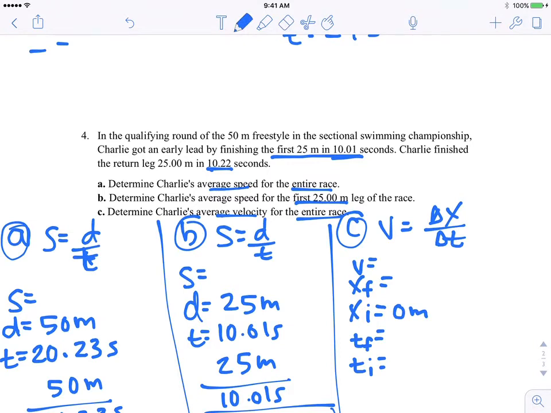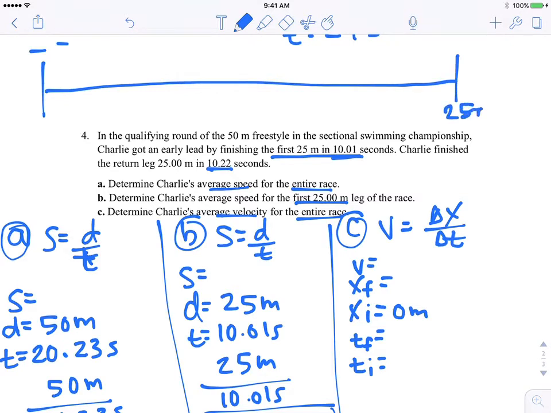Okay, if he is swimming, let's pretend we're looking down at him. He's swimming out 25 meters, and then he swims back here. So his start and his finish, or you could say his initial and his final, are both here. And we could call this 0 meters.